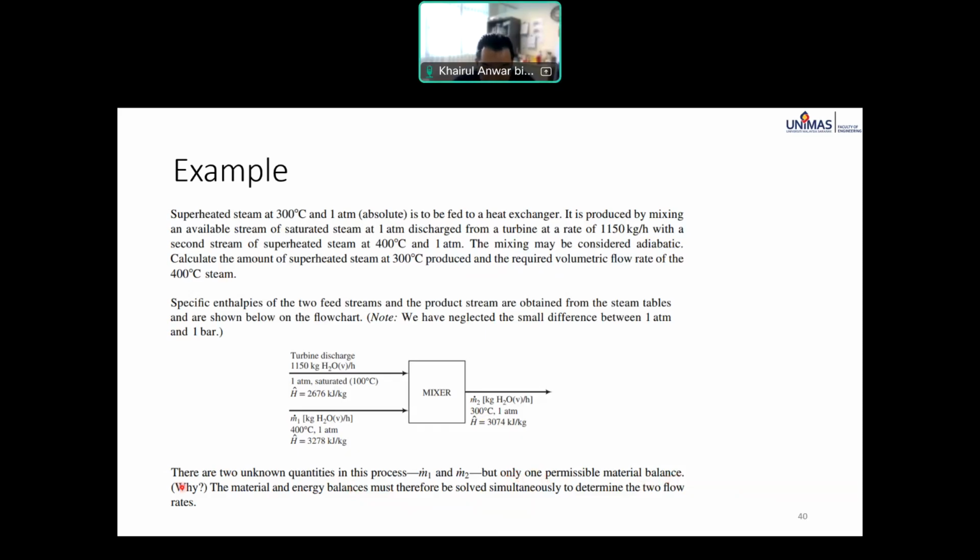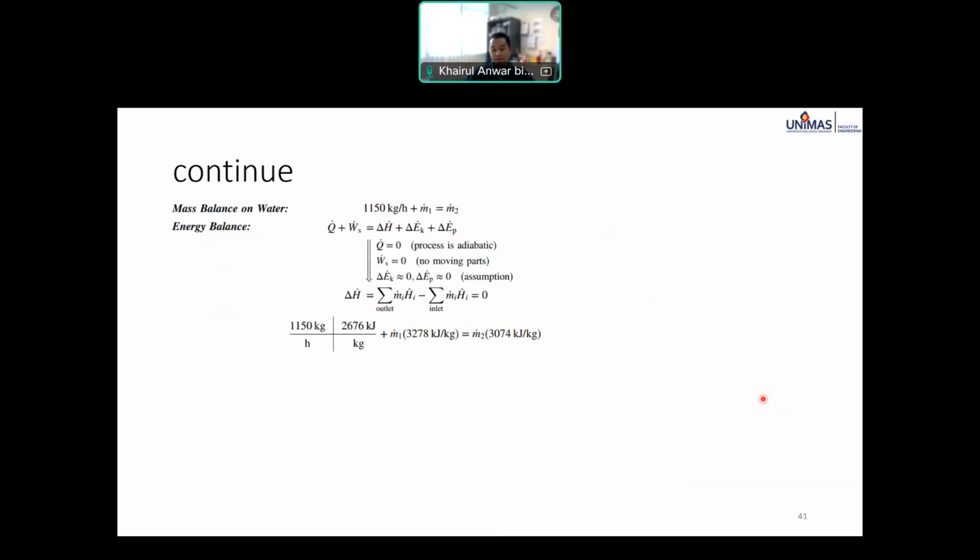Material balance. The material and energy balances must be solved simultaneously to determine the two flow rates. In this case, the mass balance for water is 1,150 plus M1 is equal to M2.